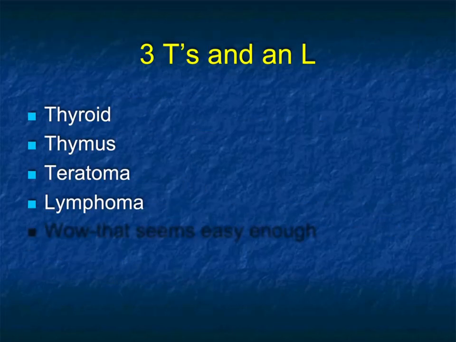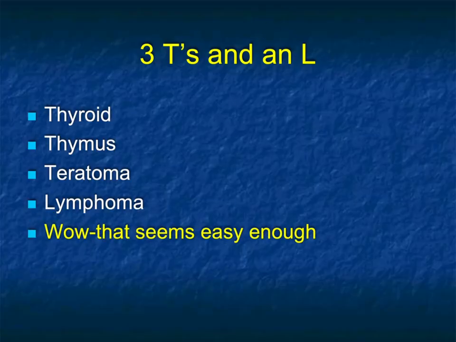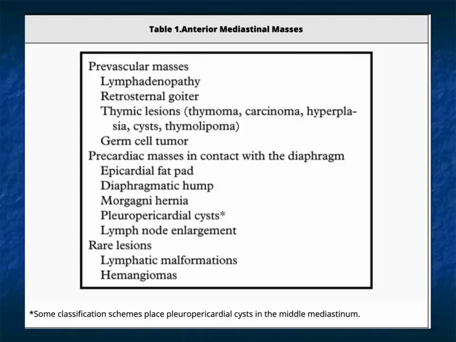And we need to be really careful when we look at it. Now, you remember that when you were a resident, they told you mediastinal mass, 3 T's and an L, thyroid, thymus, teratoma, and then lymphoma. And wow, that seems simple enough or easy enough. And in many ways, it's still true. And so we'll supplement those 4 things but those are the ones that always should be crossing your mind when you're thinking about an anterior mediastinal mass. And you can see in this article, those are the top prevascular masses.